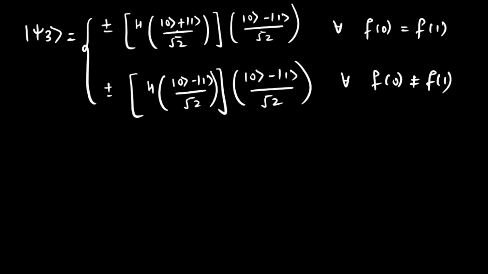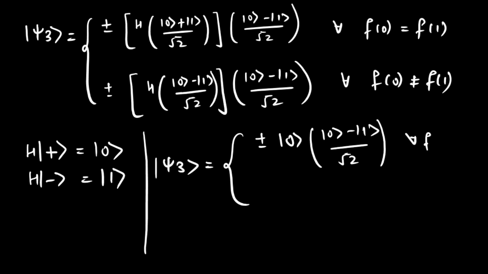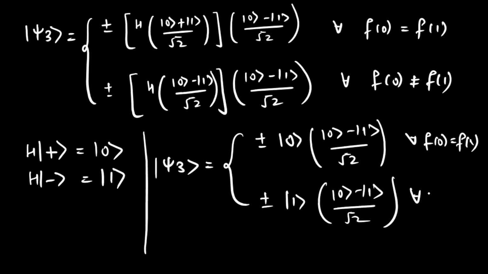So when H operates on the plus state or the minus state, we have when H operates on the plus state, which is given by (|0> plus |1>)/root 2, we get the 0 state, and when H operates on the minus state, that is (|0> minus |1>)/root 2, we get the 1 state. So psi3 will be equal to plus or minus |0>(|0> minus |1>)/root 2 for all f(0) equal to f(1), and plus or minus |1>(|0> minus |1>)/root 2 for all f(0) not equal to f(1).